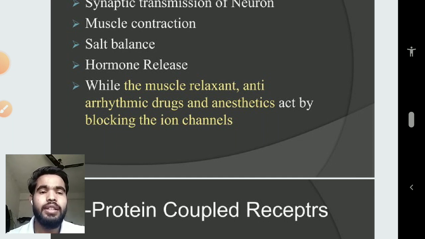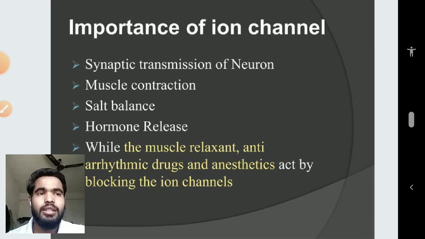Here we finished the ligand-gated ion channel. Hope you understood all this information. In the next lecture we will study the second type of receptor, that is G protein coupled receptors, which is a cell surface receptor.